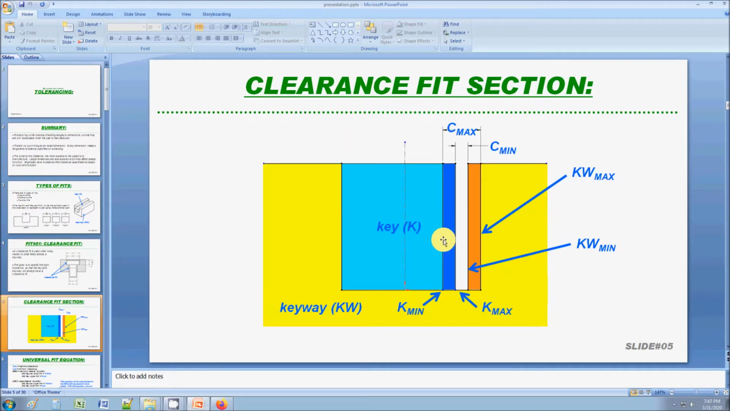Okay, so let's study the clearance fit a little bit more. Here's the key. Here's the keyway. And the darker colors here represent the range that you've got to communicate. So remember, on a drawing, you've got to say two things. For every dimension, what is the upper limit? What is the lower limit? You've got to figure out this value and that value, and this value and that value, because the machinist needs to know where am I acceptable. K stands for key, KW stands for keyway.